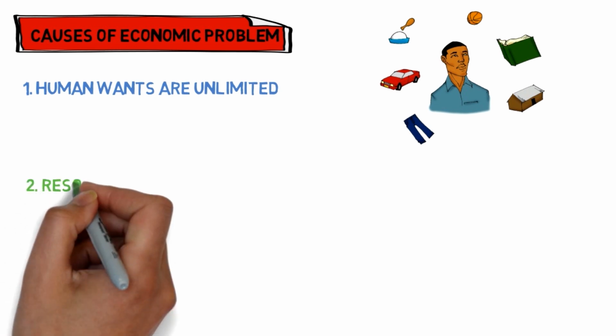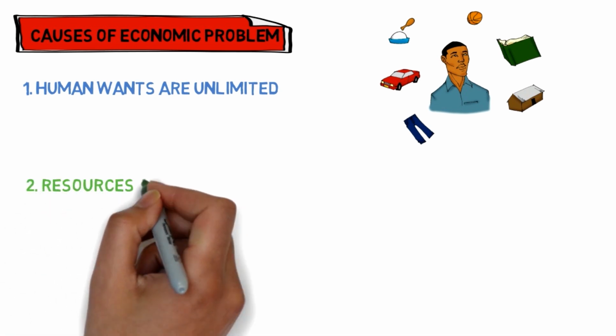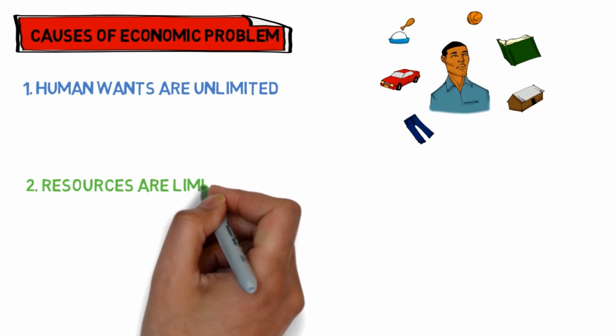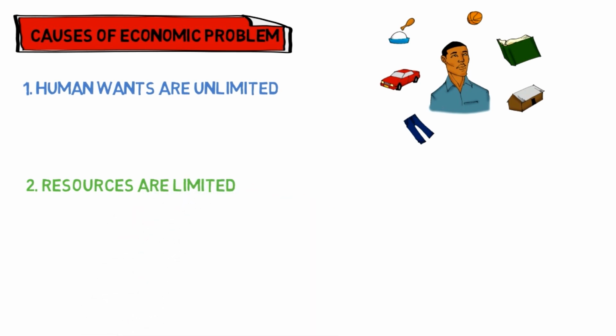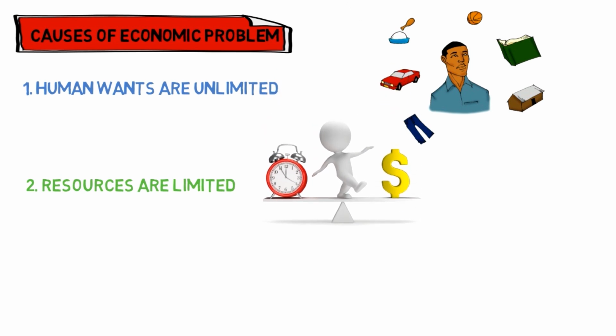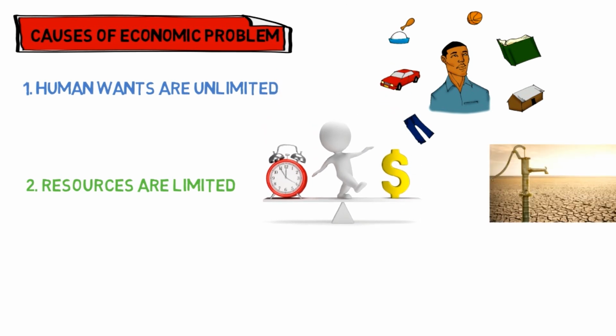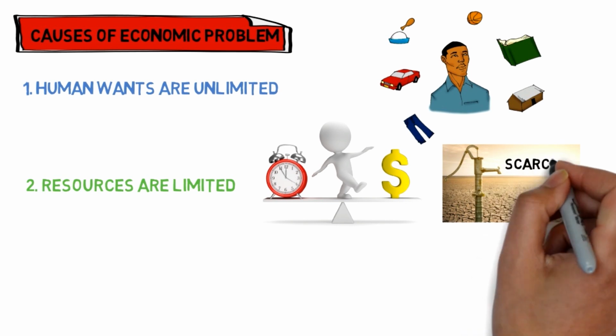The second cause is that resources are limited. That means there is scarcity in the resources. For example, time and money are also included in the resources which are limited. So there is scarcity of the resources we use.